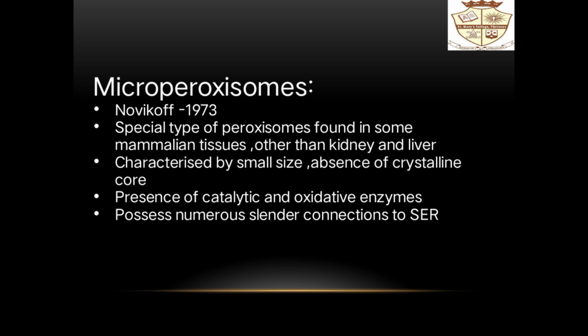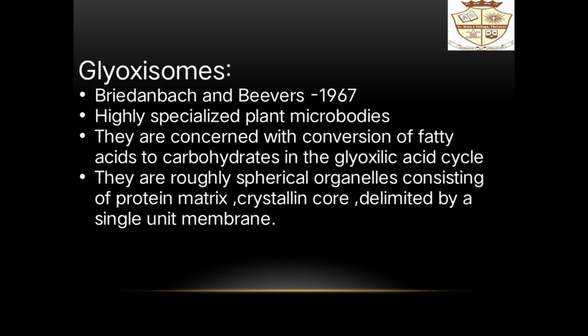Next are microperoxisomes, which are a special type of peroxisome found in mammalian tissue other than kidney and liver. They are characterized by small size, absence of a crystalline core, and presence of catalase and oxidative enzymes, and they have numerous slender connections to the smooth endoplasmic reticulum.